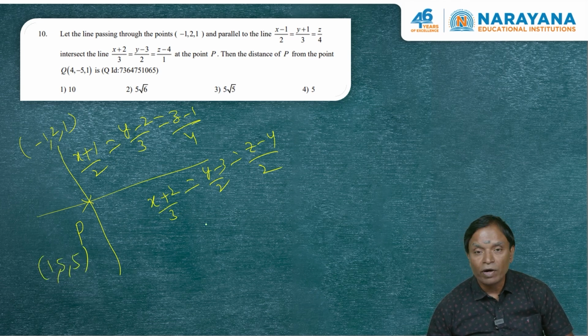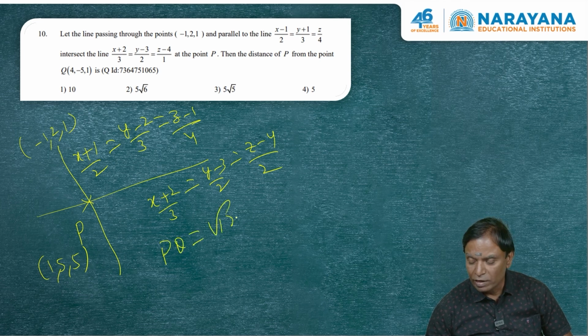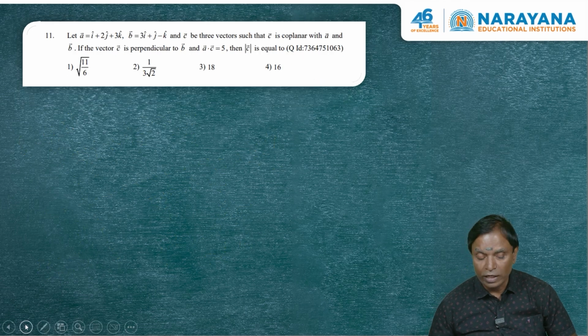You are given some point Q (4, -1). You know the point P (1, 5, 5). You can calculate the distance between P and Q using the simple distance formula, which will be nothing but root 125, which is 5 root 5. Let us go to the next problem.